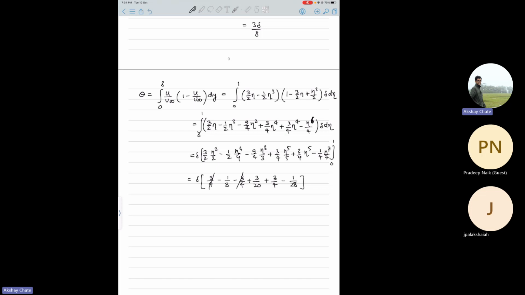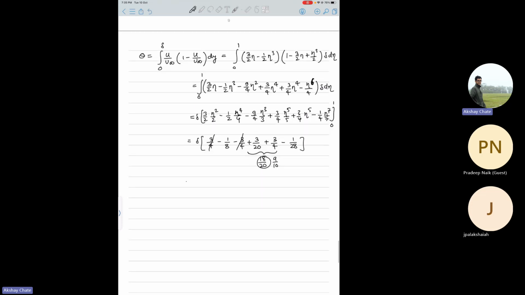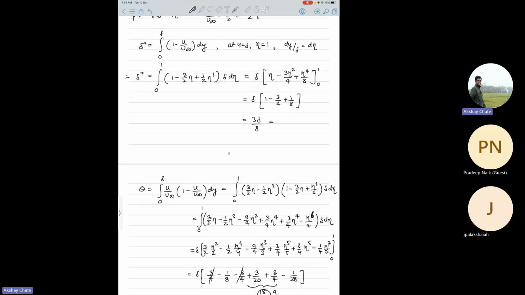Okay. This will be 15. So this becomes 15 plus 3, 18 by 20, which is 9 by 10. And you have this in the minus. Okay, I'll use the calculator now. Enough is enough. So 0.9 minus 1 divided by 8 minus 1 divided by 28. So this comes out to be roughly 0.74 times the delta. And this guy was 3 by 8, right? 3 divided by 8, which is 0.375 delta.